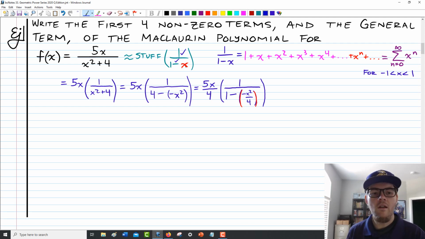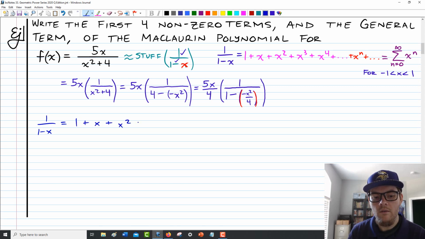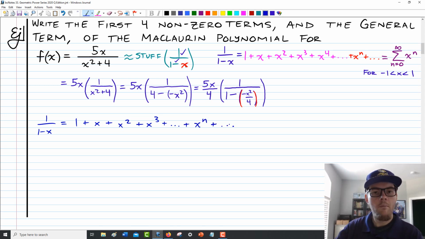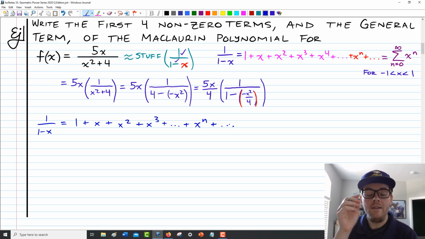So what does this all accomplish? Well, what we want to go back to is the structure that we know. We know that 1 over 1 minus x is equal to 1 plus x plus x squared plus x cubed. And notice we want 4 non-zero terms, so that looks like a good enough one. And then plus dot dot dot, that general term x to the n. So we know that this is the Maclaurin series or Maclaurin polynomial for 1 over 1 minus x.